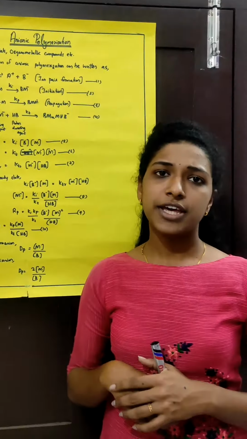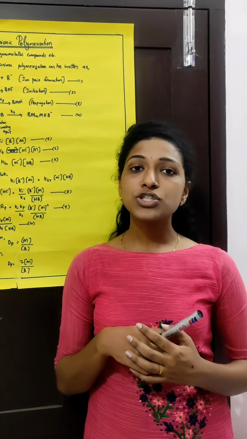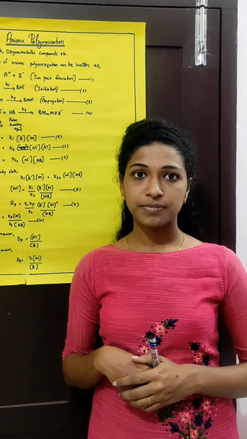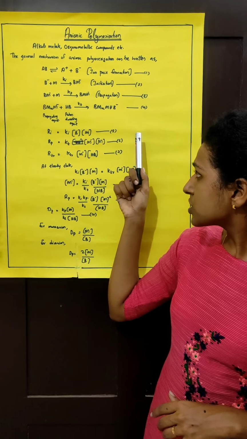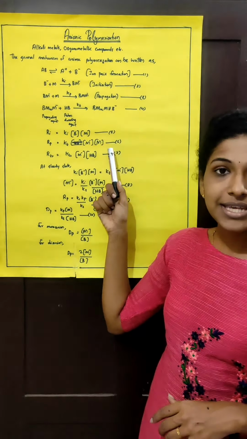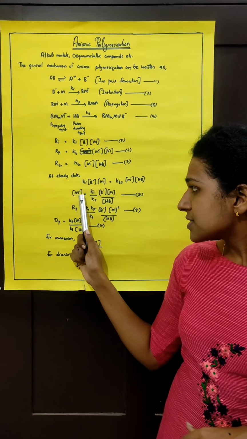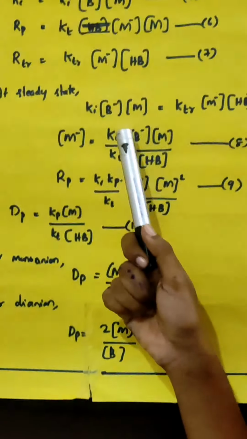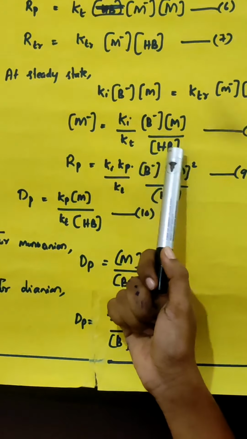At steady state, we already said that the rate of initiation is equal to the rate of termination. Therefore, equation number 5 and equation number 6 can be equated. From this, we can get the concentration of active centers. That is equation number 8, Ki by Ktr into concentration of B minus into concentration of M divided by concentration of HB.